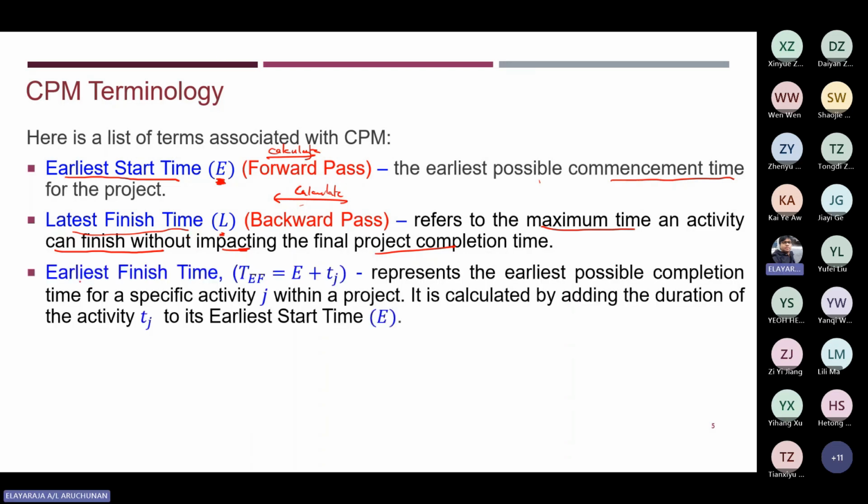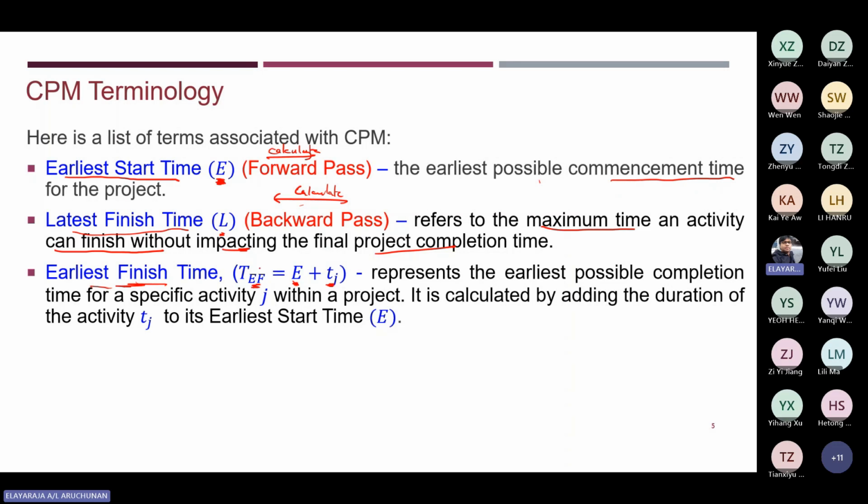Next, earliest finish time. The earliest finishing time can be calculated based on a formula. It is given the symbol TEF. The earliest finishing time is equal to your earliest starting time plus the duration of the project. Earliest starting time plus the duration of the project.